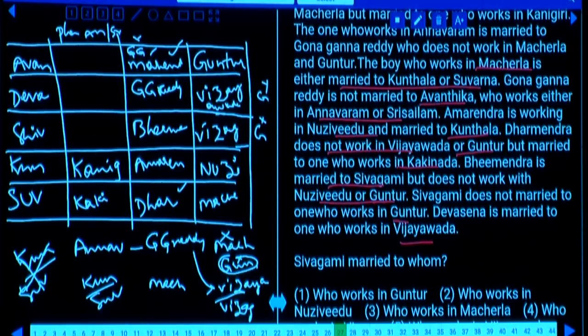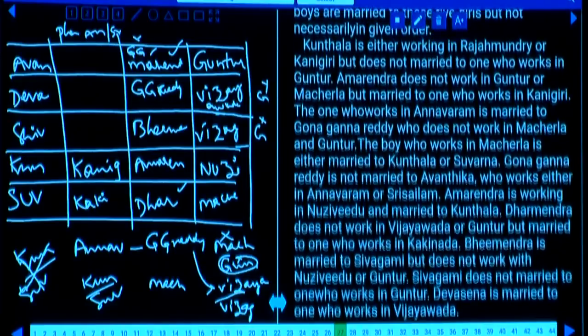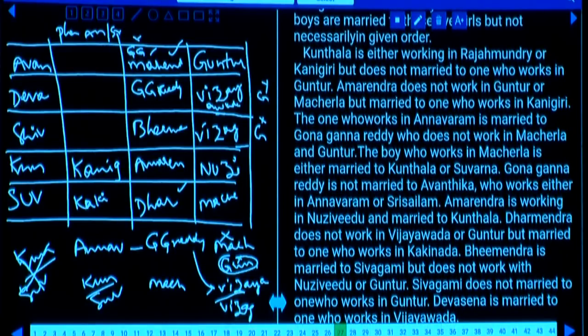Done with this? Then what are the things left over here? Now we need to find out the persons and the places. Avantika. Then Kuntala is either working in Rajahmundry or Kanigiri. Kuntala is working in Kanigiri, that is finalized. And Amarendra does not work in Guntur or Machalla but is married to the one who works in Kanigiri. The one who works in Annavaram is married to Goan Ganna.